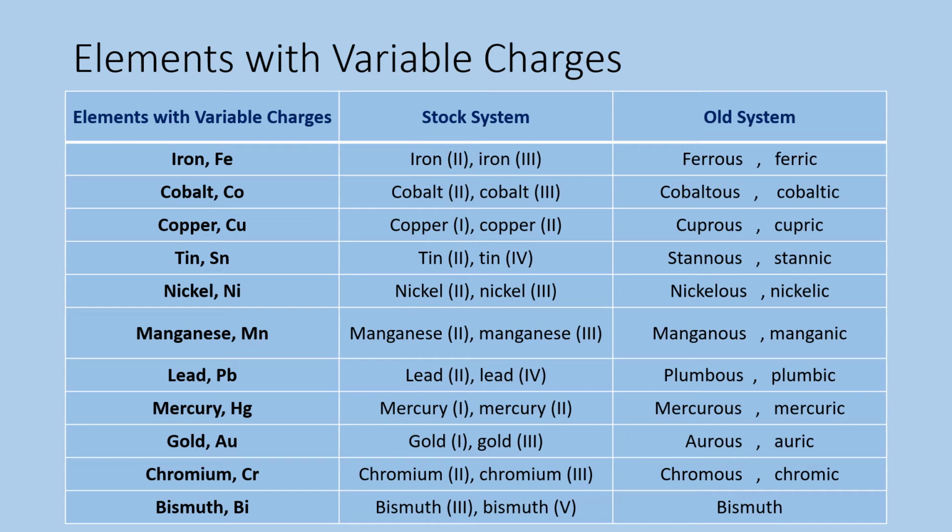In naming them, when we combine them with anions, we use either the stock system or the old system. For the stock system, we simply indicate the Roman numerals indicating their charges, and for the old system, usually the one with the lower oxidation or charge will end with -ous, and the one with higher oxidation or charge will end with -ic. So let us name some examples of these compounds.